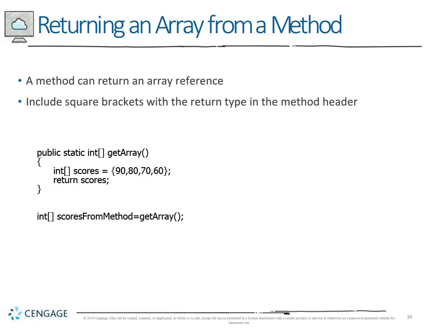So in the main, if you want to use this method, you can declare int[], so it's an integer array called scoresFromMethod. And this getArray method will return the array and assign it to scoresFromMethod.